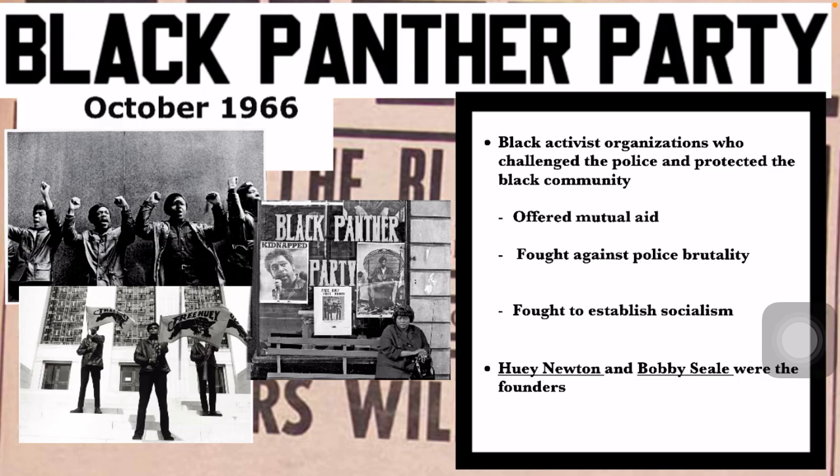In 1966, the Black Panther Party was founded. This is a black activist organization that challenged the police and protected the black community from police brutality. They also offered mutual aid to those who were in need. Huey Newton and Bobby Seale were the founders of this party. They fought to establish socialism and fought for arming black and indigenous people of color. They believed the path MLK took failed and preached for a revolutionary war. They spoke out for all marginalized groups.